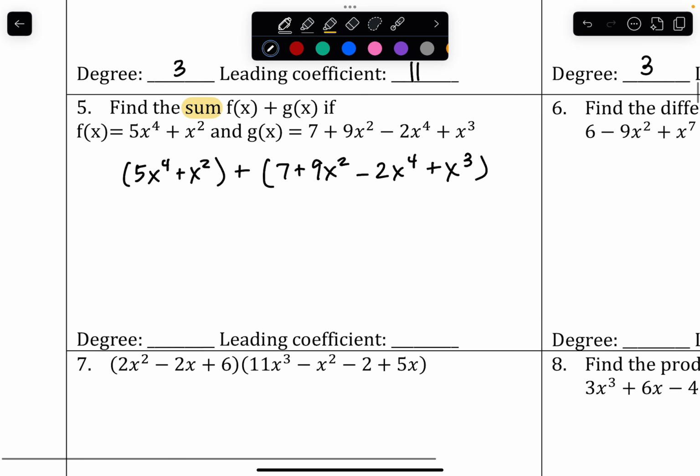Okay, and so we would just combine our like terms, highest to lowest. And so the highest exponent is 4. And so 5x to the 4th minus 2x to the 4th is 3x to the 4th.